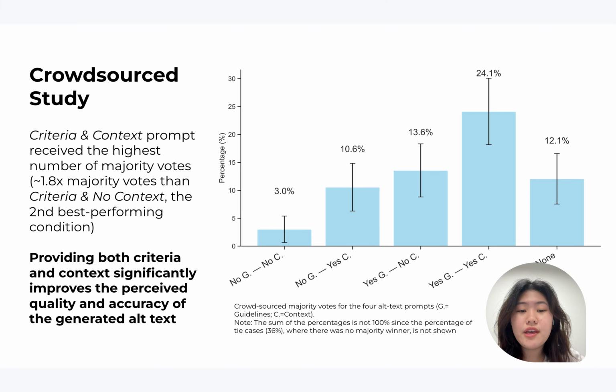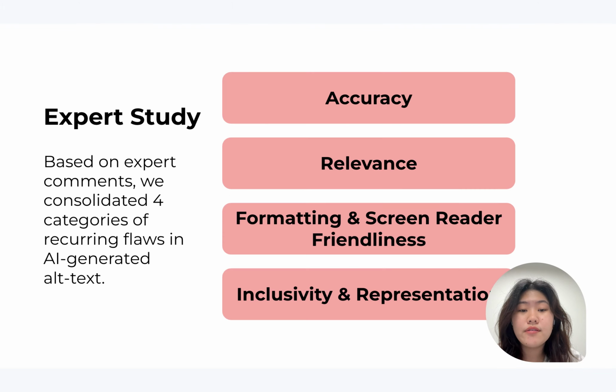So, from the crowdsourced study, our findings showed that criteria and context prompts received the highest number of majority votes. So, that was 1.8 times more majority votes than criteria and no context prompt, which was the second best performing condition. These results in the graph and data show that providing both criteria and context significantly improves the perceived quality and accuracy of the generated alt text.